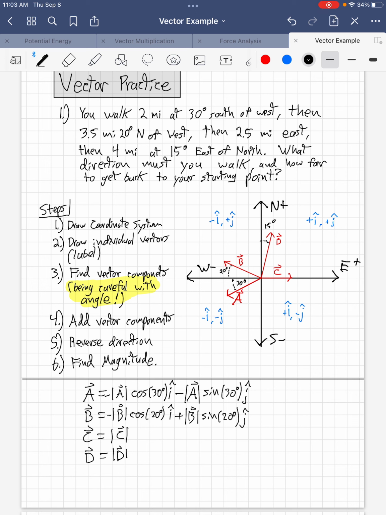All right. How about C? Well, C is going to be a simple one. We're moving completely in the east direction, at an angle of 0 degrees from east, so it's going to be moving completely in the east direction. So the C vector is going to be magnitude C times the unit vector i plus 0 times unit vector j, right? There is no vertical component for that vector.